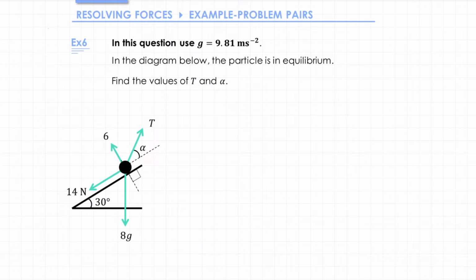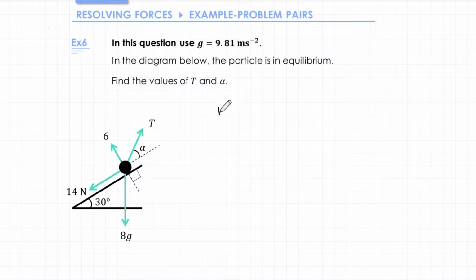In this example, the diagram shows a particle in equilibrium. Notice here with this force that we don't know the magnitude T, and we also don't know the angle that it's projected at. We've previously seen an example like this where we ended up using simultaneous equations to solve.